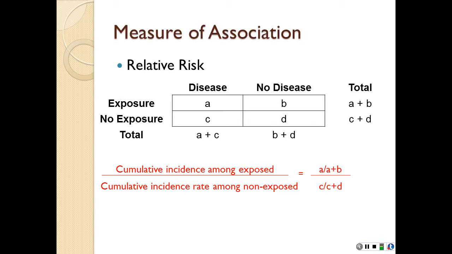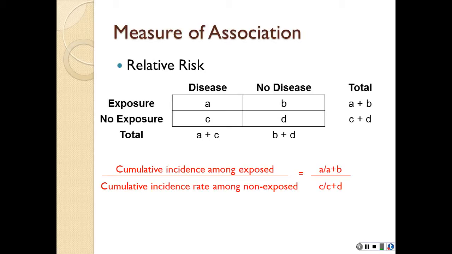In a cohort study, we can directly measure risk. We can directly measure risk because we're starting with the unexposed, and we follow them forward, and we identify who gets the disease. So, our measure of association for a cohort study is the relative risk or the risk ratio. Those are identical terms. You can use either one, I don't care. Relative risk or risk ratio, same thing.